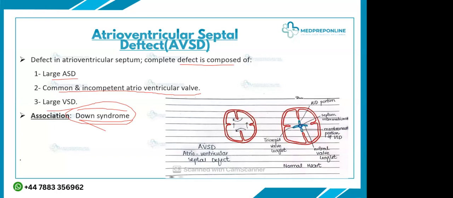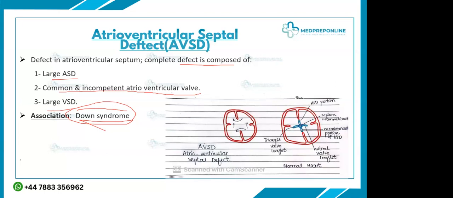What is the meaning of these things? How is it going to happen? Can anyone tell me? What is your understanding of AVSD? Yes, please. Yes, ma'am. Does this mean a single heart chamber? There is only one chamber? No.